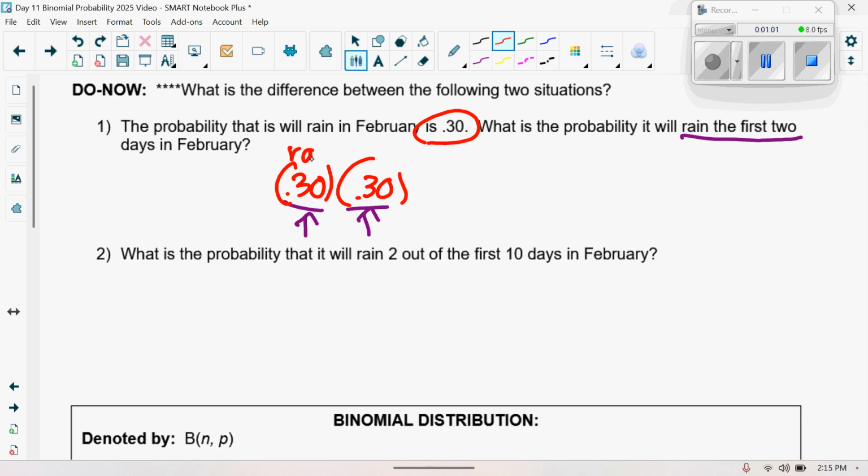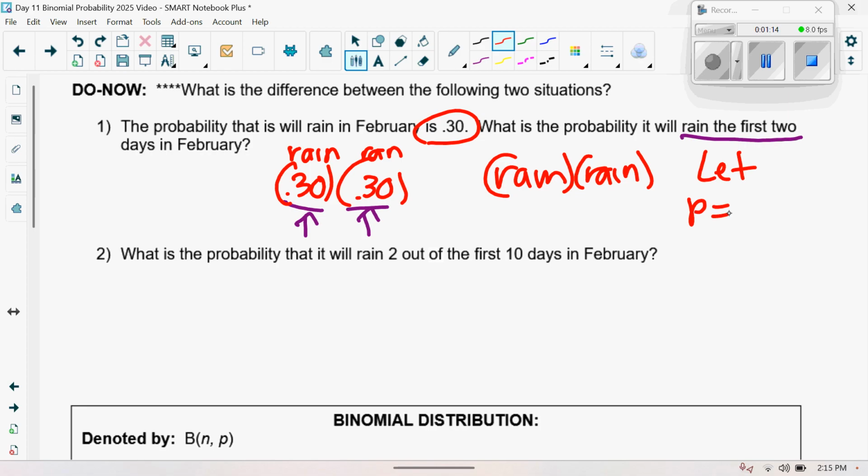So rain and rain, we would just multiply. Rain times rain, and that's success times success. So we're going to let P represent the probability of success here. And in this case, we're defining success as rain. So it doesn't necessarily have to be a positive thing to be called success. So rain and rain just multiply.